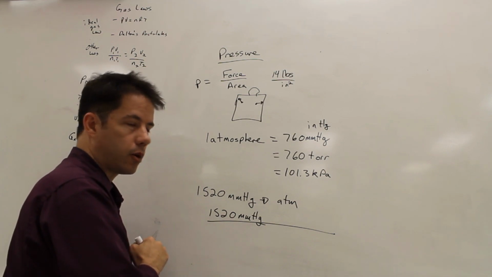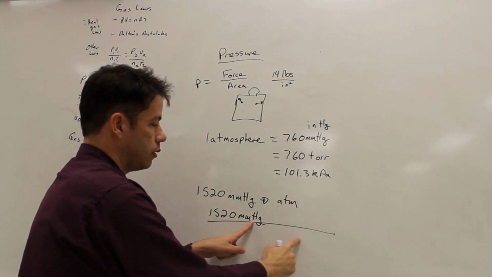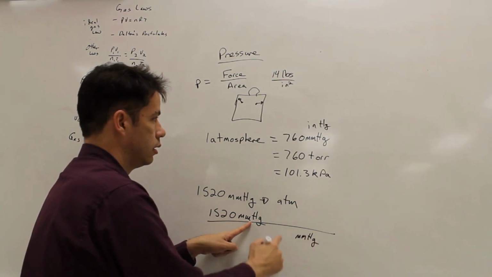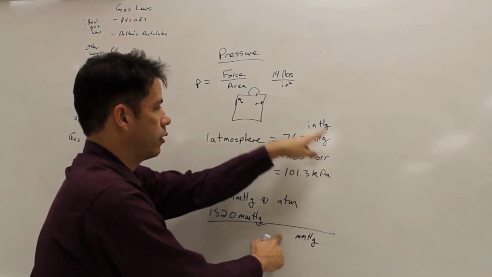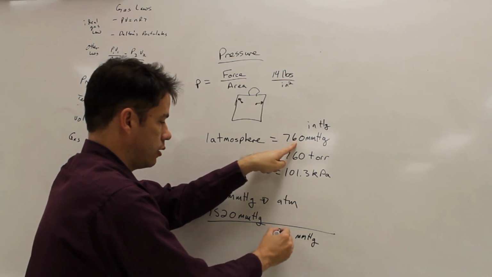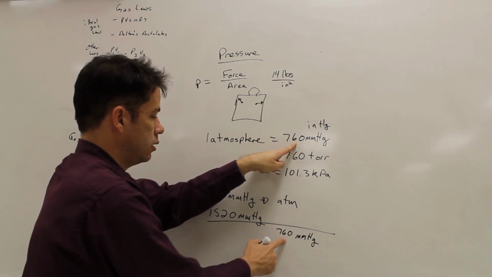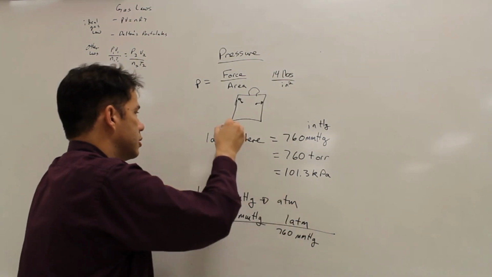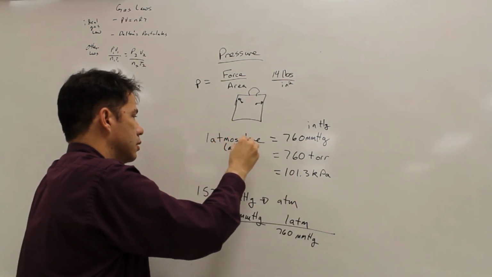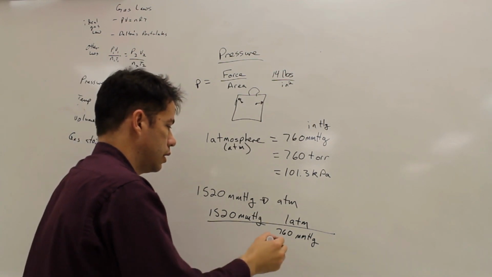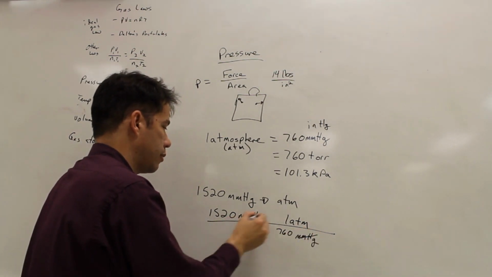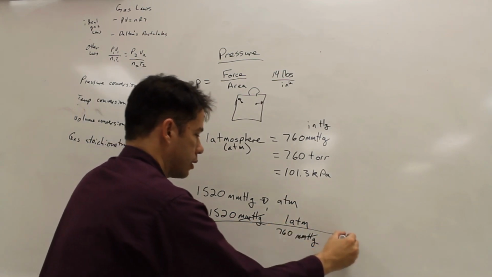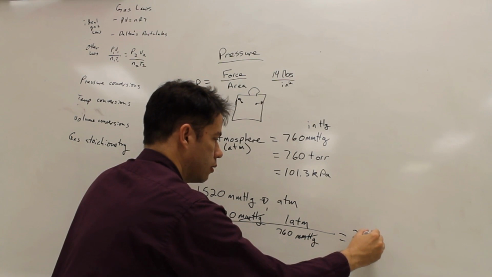You have millimeters of mercury. So what has to go on the bottom? Millimeters of mercury. Where does that number come from? Our conversion chart: 760 millimeters of mercury. What are we converting it to? 1 atmosphere. ATM is the abbreviation for atmosphere. Millimeters of mercury divided by millimeters of mercury cancels to 1. 1520 times 1 divided by 760 is 2. So 2 atmospheres.